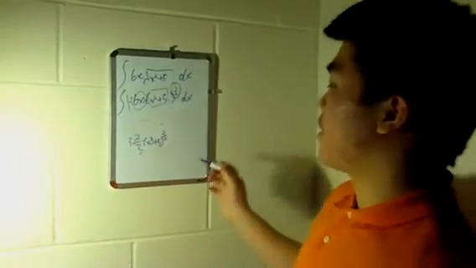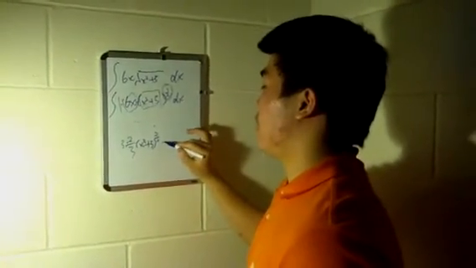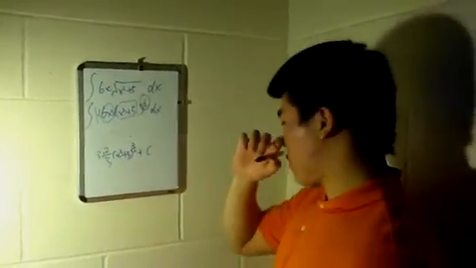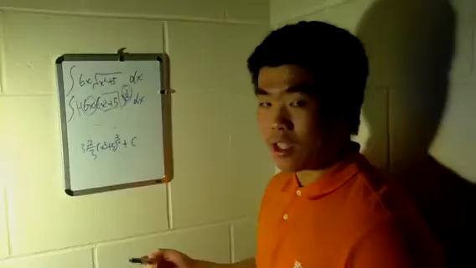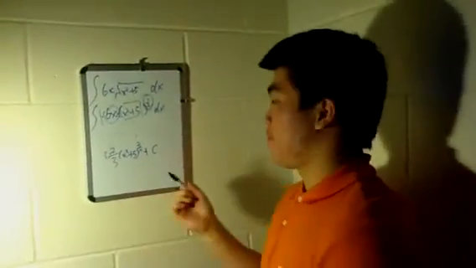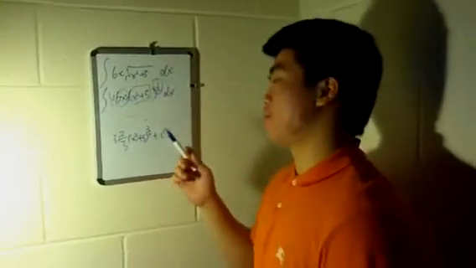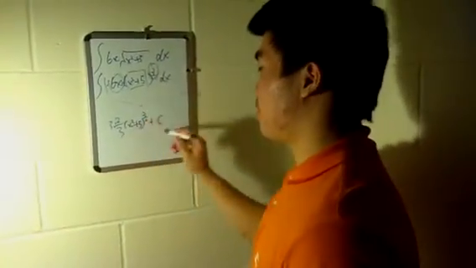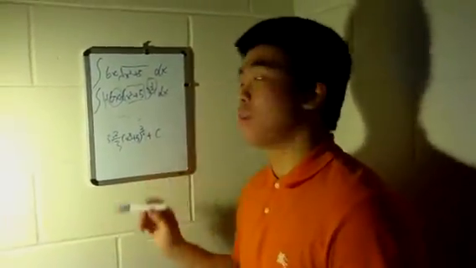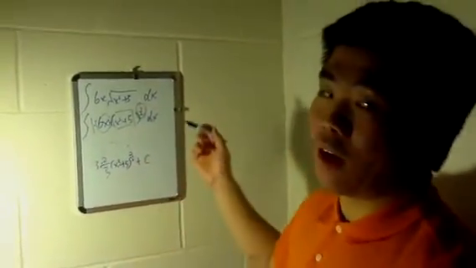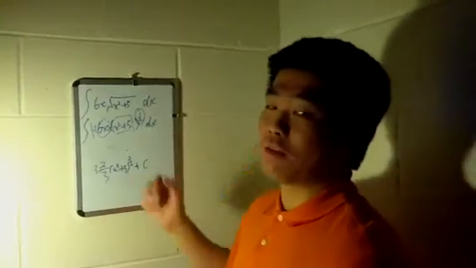And don't forget that you need to add a constant c right here. And now, finally, you need to check your answer. And the way of checking the answer is simply just to retake the derivative of the answer that you just came up with and see if it matches the original function that it gives you.